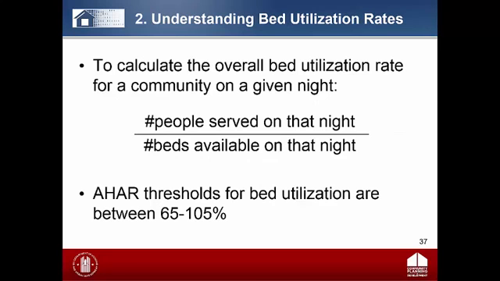To calculate the overall bed utilization rate for a community on a given night, take the number of people served on that night and divide it by the number of beds available on that night. As reviewers of your data, we expect bed utilization rates will typically fall anywhere between 65 to 105%.